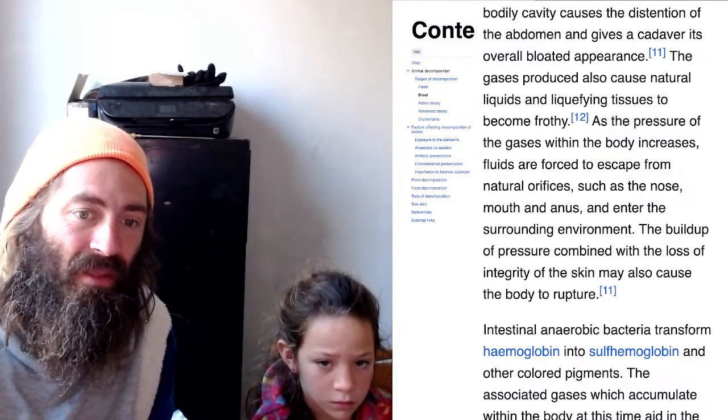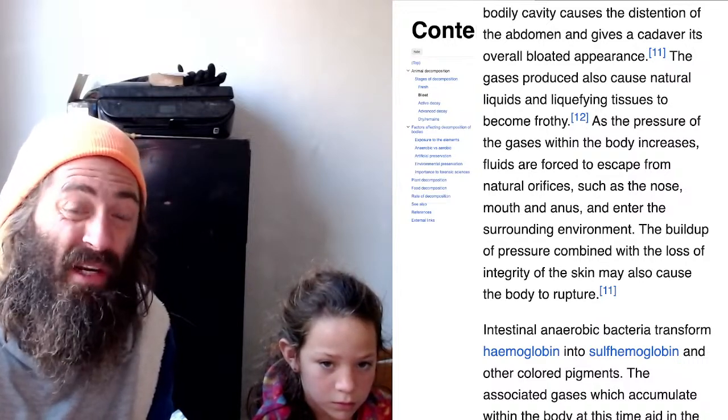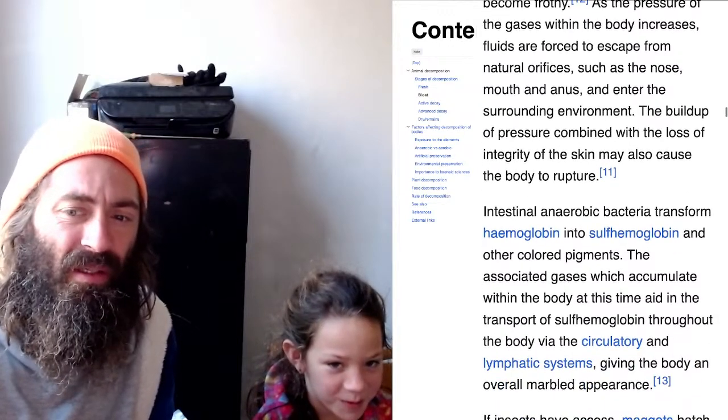Death is ugly. Ugh. The buildup of pressure combined with a loss of integrity of the skin may also cause the body to rupture. It isn't supposed to be pretty.